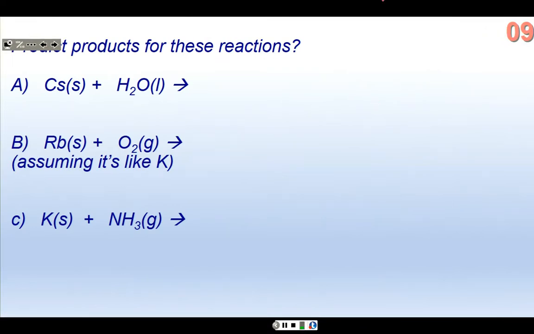Now, let's see whether we can do a couple examples with this and make some sense of what these things would be if we expected them to react. Well, let's do the first one with water. So we're expecting hydroxides to form. And so cesium as an ion is going to be cesium +1, and hydroxide is going to be -1, and then some other product is going to result. Well, what other product was it that would result?